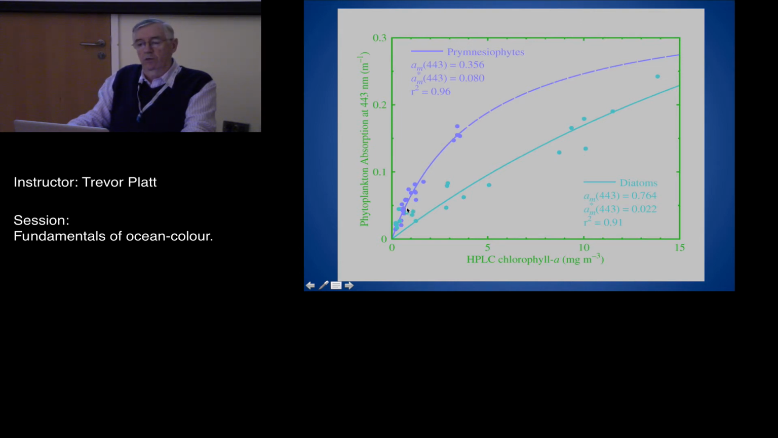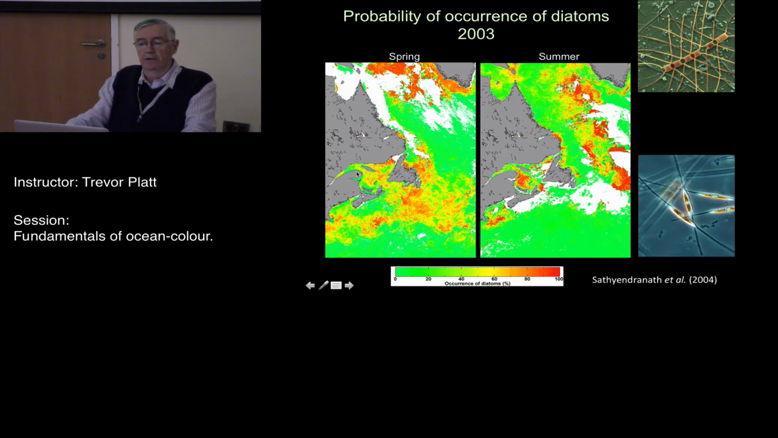and when the sample is separated into the Primnesiophyte group here and the diatom group there, you can see that the absorption at 443 nanometers as a function of chlorophyll, these two phytoplankton groups separate out very well, and it led somebody to develop an algorithm that would, for any pixel in the image, diagnose the probability that that pixel was dominated by diatoms. So this was published by Schuba, 2004.